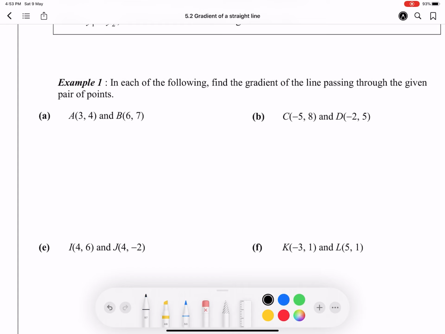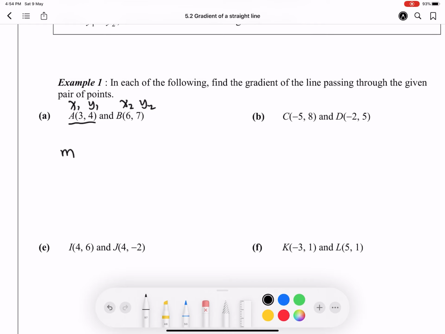Okay, so here for the first point, when we have the point A (3, 4), we can label the point as x1, y1. So x1 will represent 3 and y1 will represent 4. And for the second point B (6, 7), we will have x2 and y2. So x2 will be 6 and y2 will be 7.